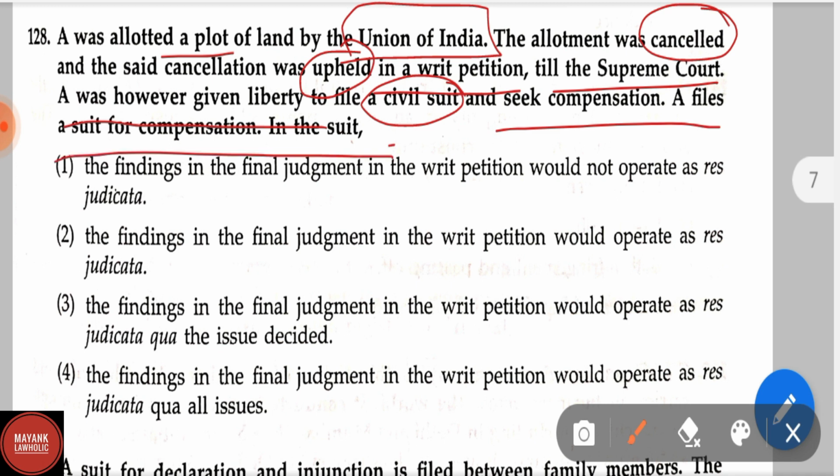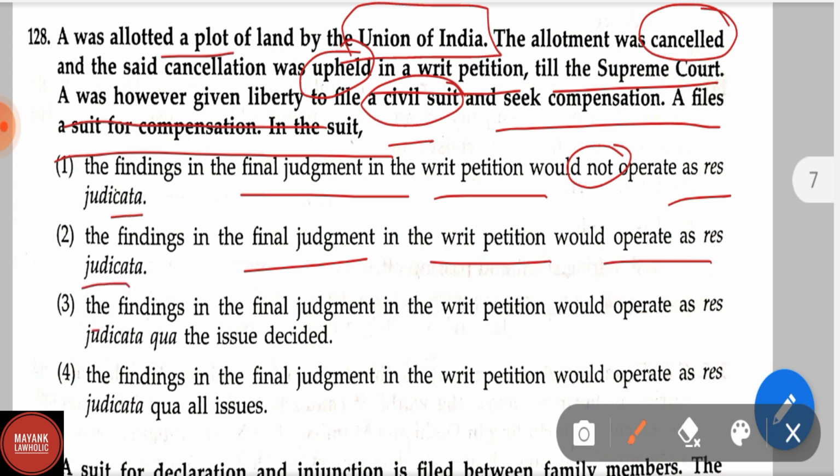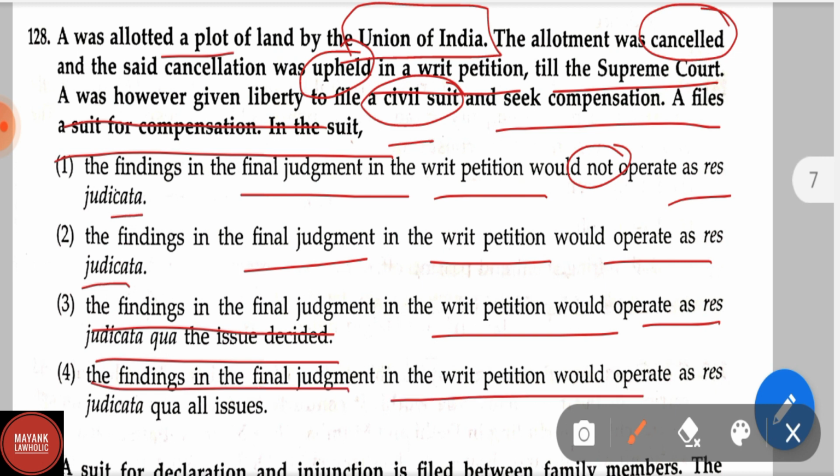In the suit, options are: the findings of the final judgment in the writ petition would not operate as res judicata; the findings in the final judgment in the writ petition would operate as res judicata; option 3, the findings of the final judgment in the writ petition would operate as res judicata on the issue decided; and option 4, the findings in the final judgment in the writ petition would operate as res judicata qua all issues. Here the correct answer is option 3, because the findings in the final judgment in the writ petition would operate as res judicata on the issue decided.